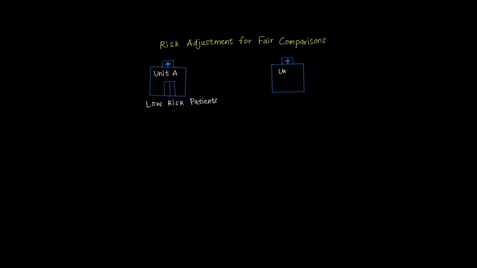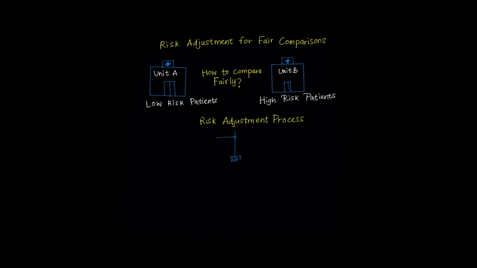Here's why this matters. Imagine two cardiac surgery programs, one that serves a predominantly healthy population with few complications, and another that takes the most complex cases with multiple chronic conditions. If you simply compare their raw infection rates, the complex care centre will always look worse, even if they're providing superior care, because their patients are inherently more vulnerable to complications.